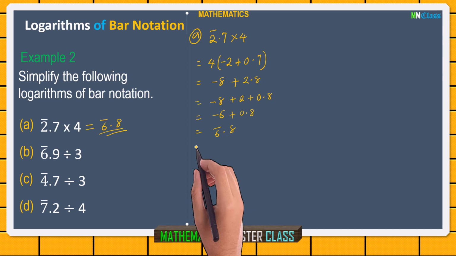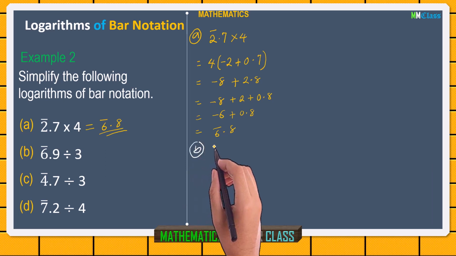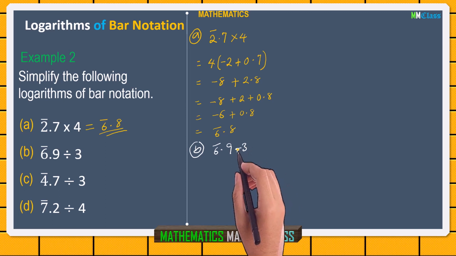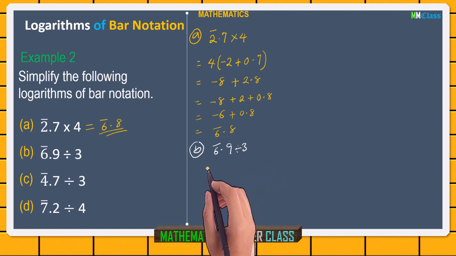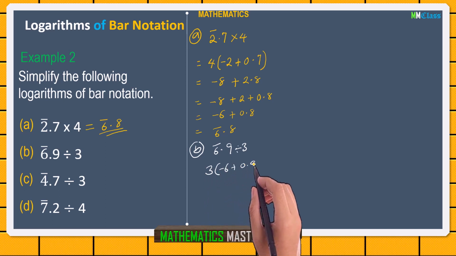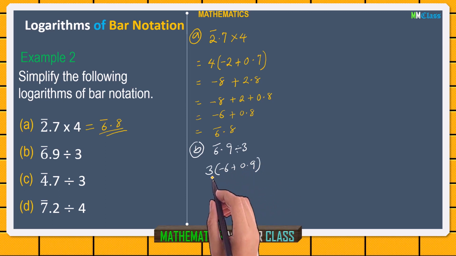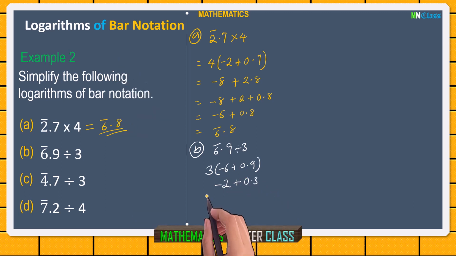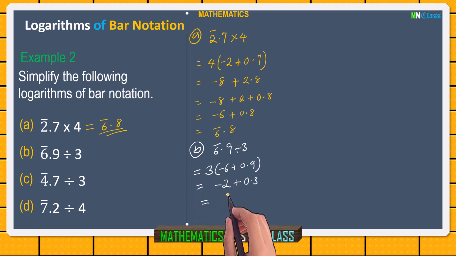Now let's look at the B part, which is bar 6.9 to be divided by 3. So the same process, we are going to put 3 outside the bracket. Then bar 6 will become minus 6 plus 0.9, close the bracket. So 3 to go into minus 6 will give us minus 2 plus 3 to go into 0.9 will give us 0.3. This will equal to bar 2.3 as the final answer.